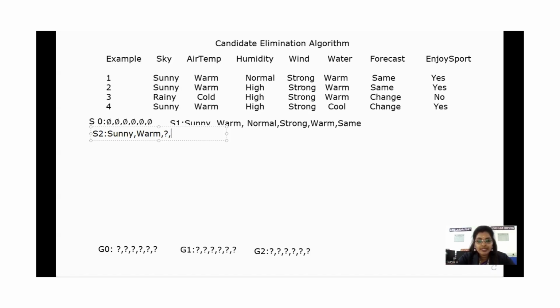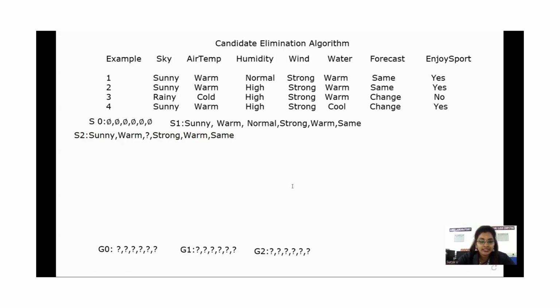Then move on to the next, check strong and strong. Yes, both are the same, so I'm writing strong. Then we check the next one. Both are the same, and I'm writing warm. And the next one, both are the same again, so I'm writing same. I hope you understood till this, because this is your S2 value.